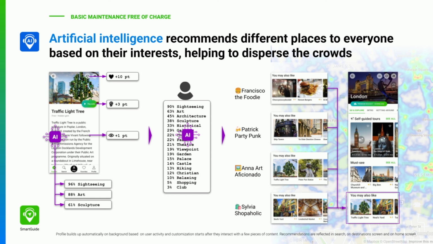SmartGuide also provides visitors personalized recommendations based on their interests. This all happens automatically. SmartGuide AI understands what your content is about, and from the user interactions with the app understands their interests and then matches the less known places with these interests. So the more places and more diverse content you provide, the more SmartGuide can help you disperse the crowds. Our analytics can also help you understand the gaps in your content coverage compared to visitor interests.